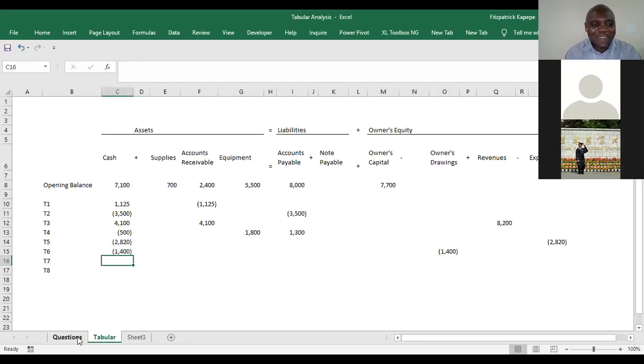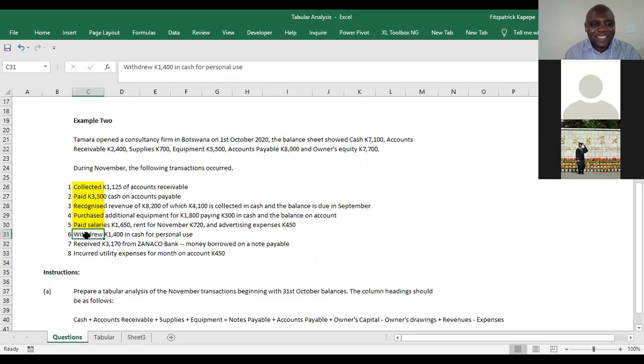We go to transaction number 7. Guys, a loan note: when you are in meetings and someone says, how much was your note facility? It is a loan. Don't get confused. Do not go and embarrass the academy. So now we go to this. Received 3,170 from Zanaco Bank. Money borrowed on a note payable.